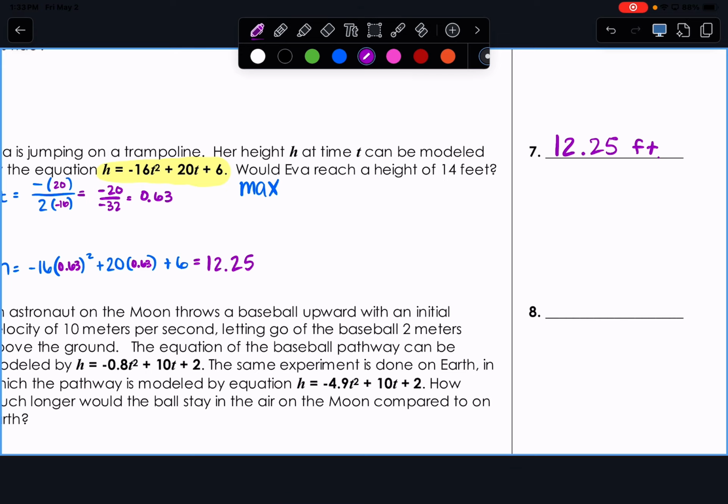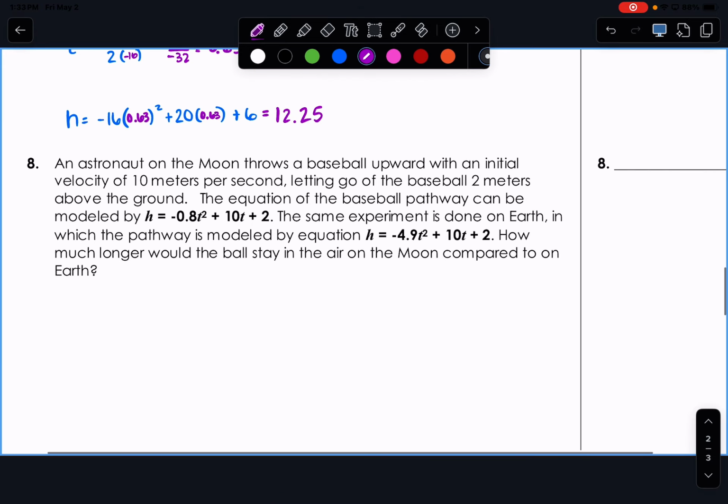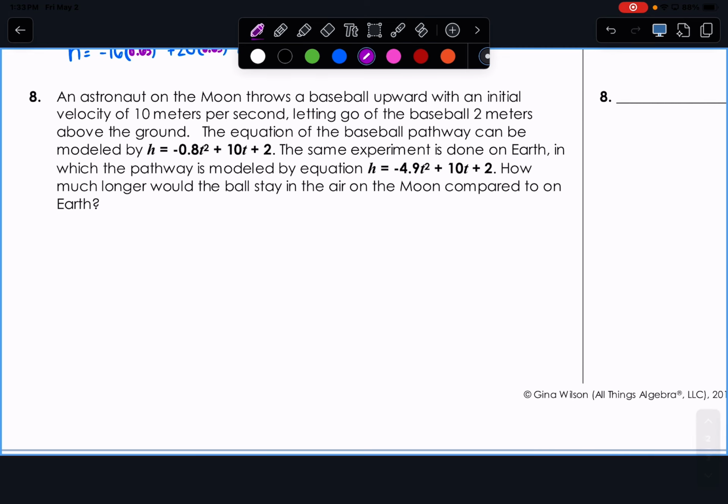Now, okay, we have one last question we're going to do. This last question has a couple different parts to it, so we're going to split it up. Half the class is going to do one part, half the class is going to do the other part, then we're going to put it together. It says an astronaut on the moon throws a baseball upward with an initial velocity of 10 meters per second, letting go of the baseball 2 meters above the ground. The equation of the baseball path can be modeled by h equals negative 0.8t squared plus 10t plus 2.